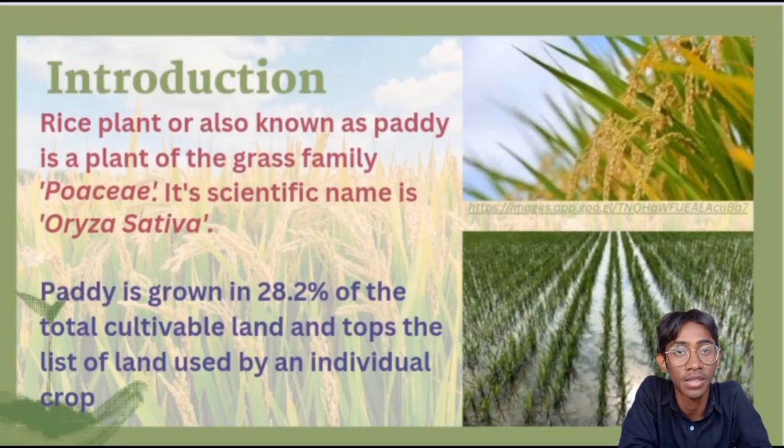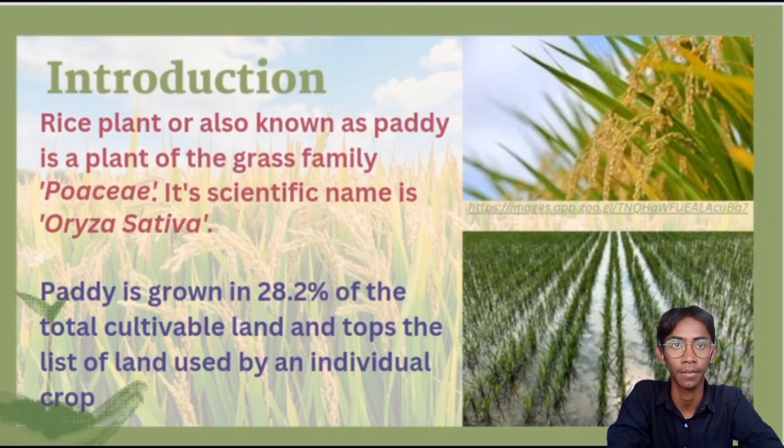First off, we're gonna start with the introduction. Rice plant, also known as paddy, is from the grass family named Poaceae. And just like I said just now, the scientific name is Oryza sativa. We can see this type of plant a lot in Malaysia, especially in Kedah. Kedah is also known as the rice-bowl state, where we can see a lot of paddy fields.